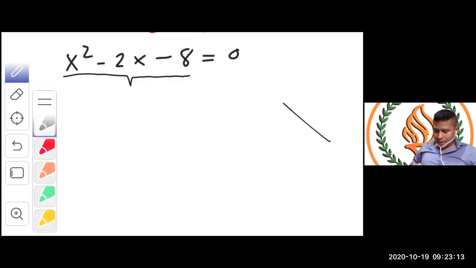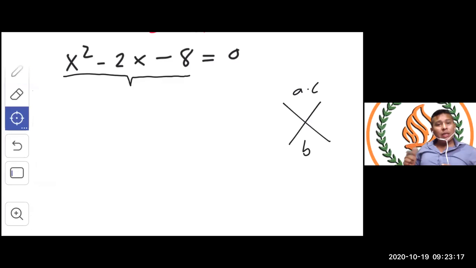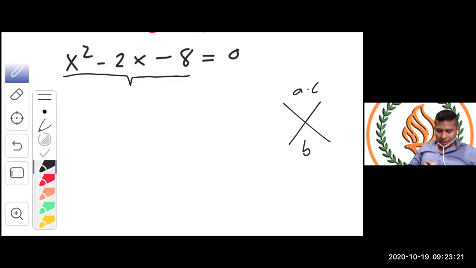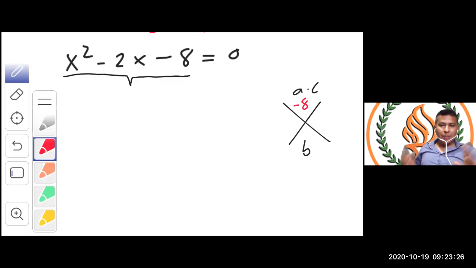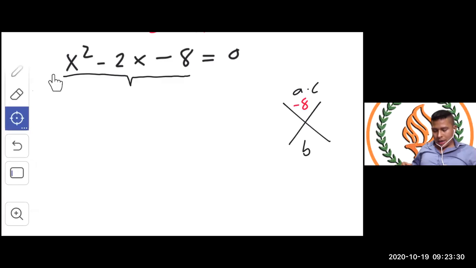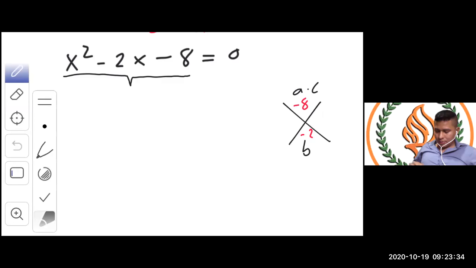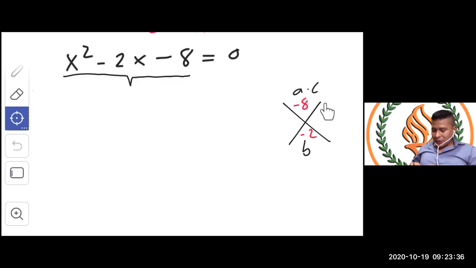Since the A is 1, A times C, B. Okay, help me with this information. A times C, guys. 1 times -8 is -8, right? Simple. About B, what is the value for B? -2. Thank you.